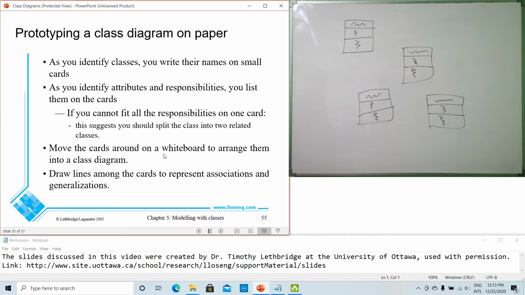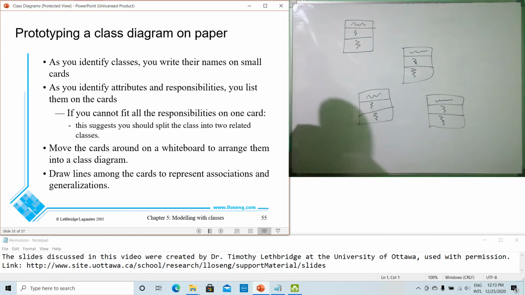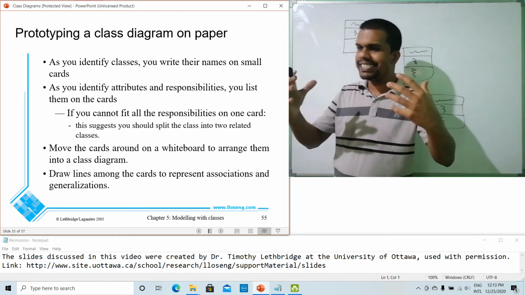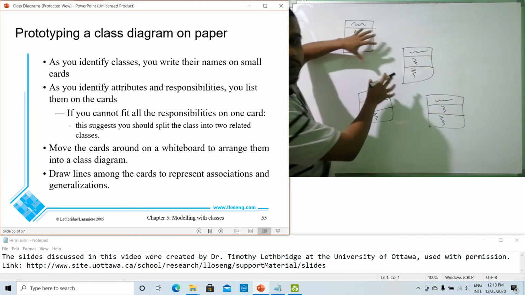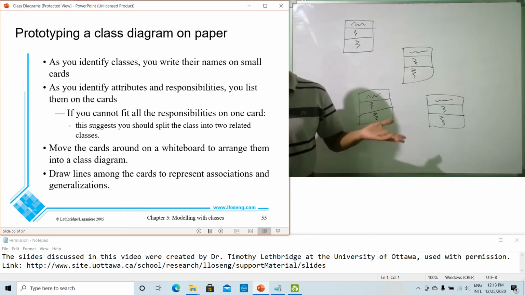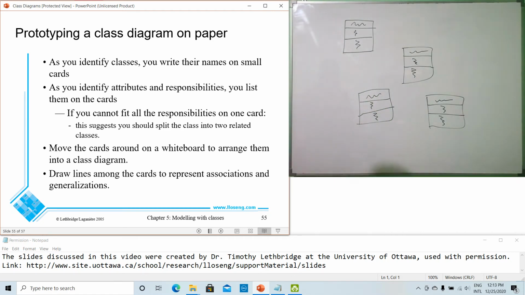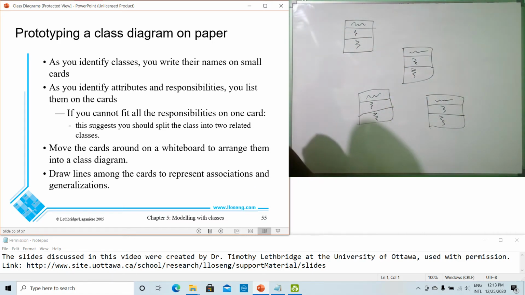Then move the cards around on a whiteboard to arrange them into a class diagram. Now it's easy. Now these are a set of cards. You can move them here and there on the whiteboard. So that if two classes far away are associated, we can get them closer, and likewise, we can make the design of the class diagram smarter. Then draw lines among the cards to represent associations and generalizations.